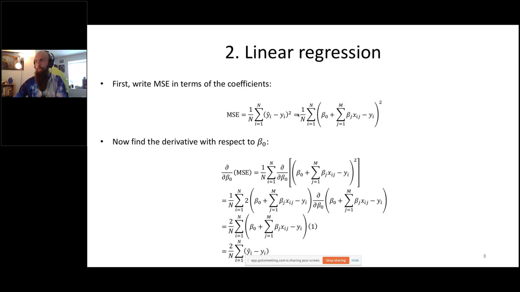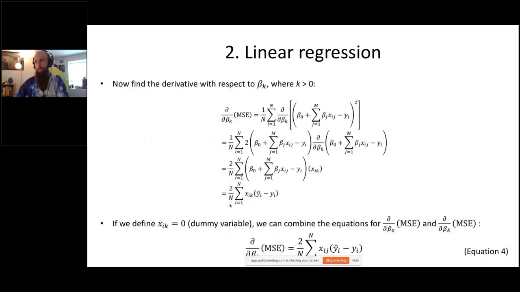But you can substitute for y hat subscript i, which is the predicted value for the ith example, and you can substitute the coefficients in here. The whole purpose of substituting the coefficients in here is that now we can find the derivative of MSE with respect to each coefficient. So this derivation here is finding the derivative of MSE with respect to the bias coefficient, which is beta naught. And this derivation on the next slide is finding the derivative of mean squared error with respect to beta subscript k, which is just any one of the coefficients that's not beta zero. So it's beta subscript k where k is greater than zero.